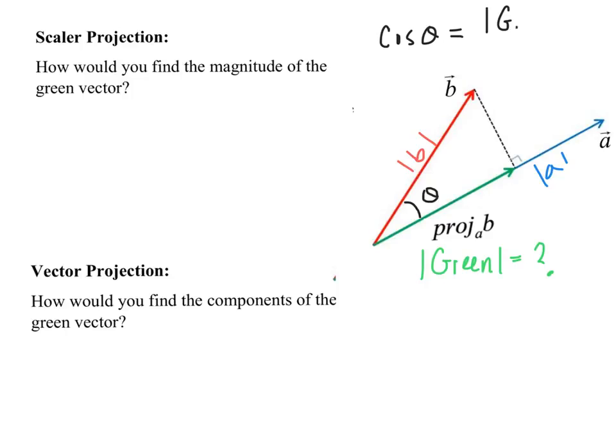which is the green. I'm going to write magnitude because that's the length, over the magnitude of B. So the cosine of the angle is the length of the adjacent divided by the length of the hypotenuse. Of course, the problem is we don't know the angle. We haven't come up with a way to find the angle.